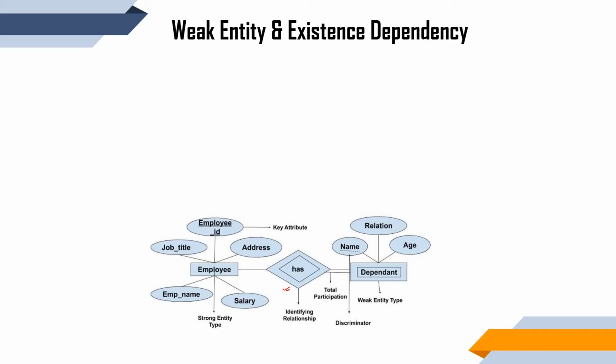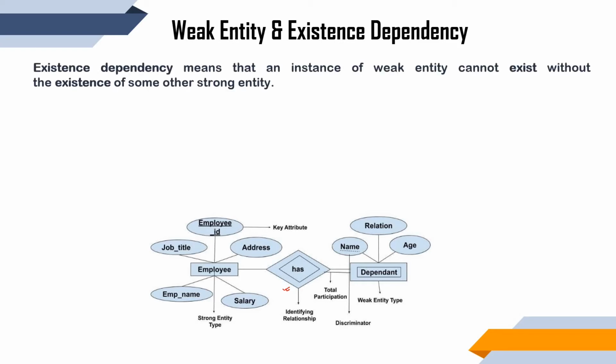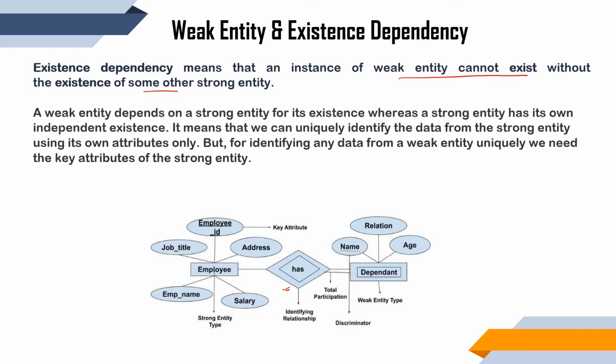So existence dependency means what? Existence dependency means that an instance of a weak entity cannot exist without the existence of some other strong entity. And a weak entity depends on the strong entity for its existence, whereas a strong entity has its own independent existence. Isn't it? Next, we will see integrity constraint.